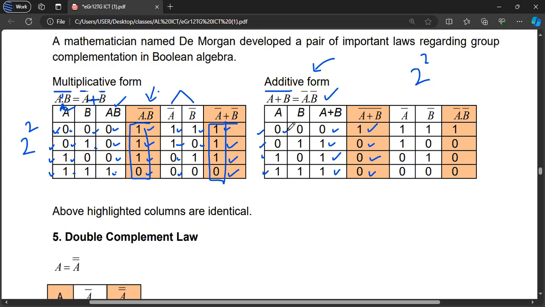So here we are having 0, here it's going to be 1. Here we are having 0, here it's going to be 1. Likewise, for the remaining also you do. B bar: B is 0 means B bar is going to be 1. Now here you have B 1, for the B bar it's going to be 0. Like that for the remaining also you can do.